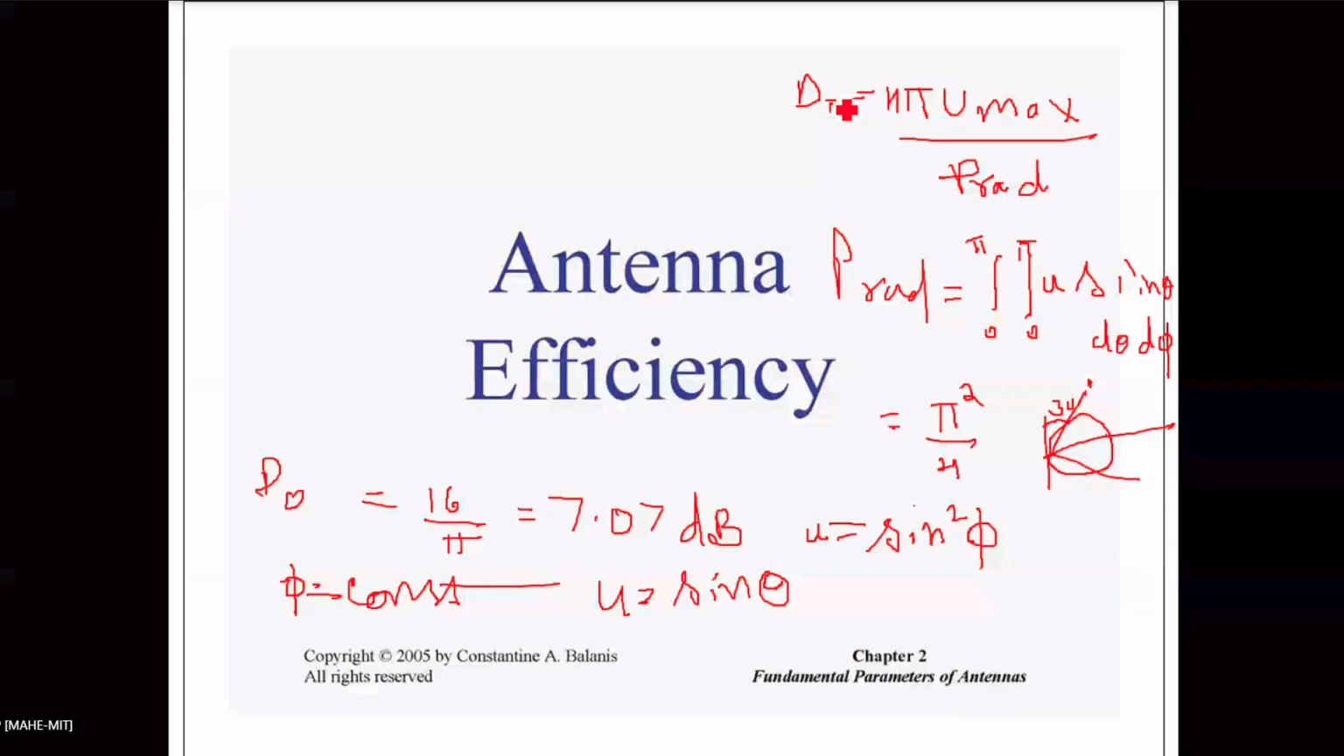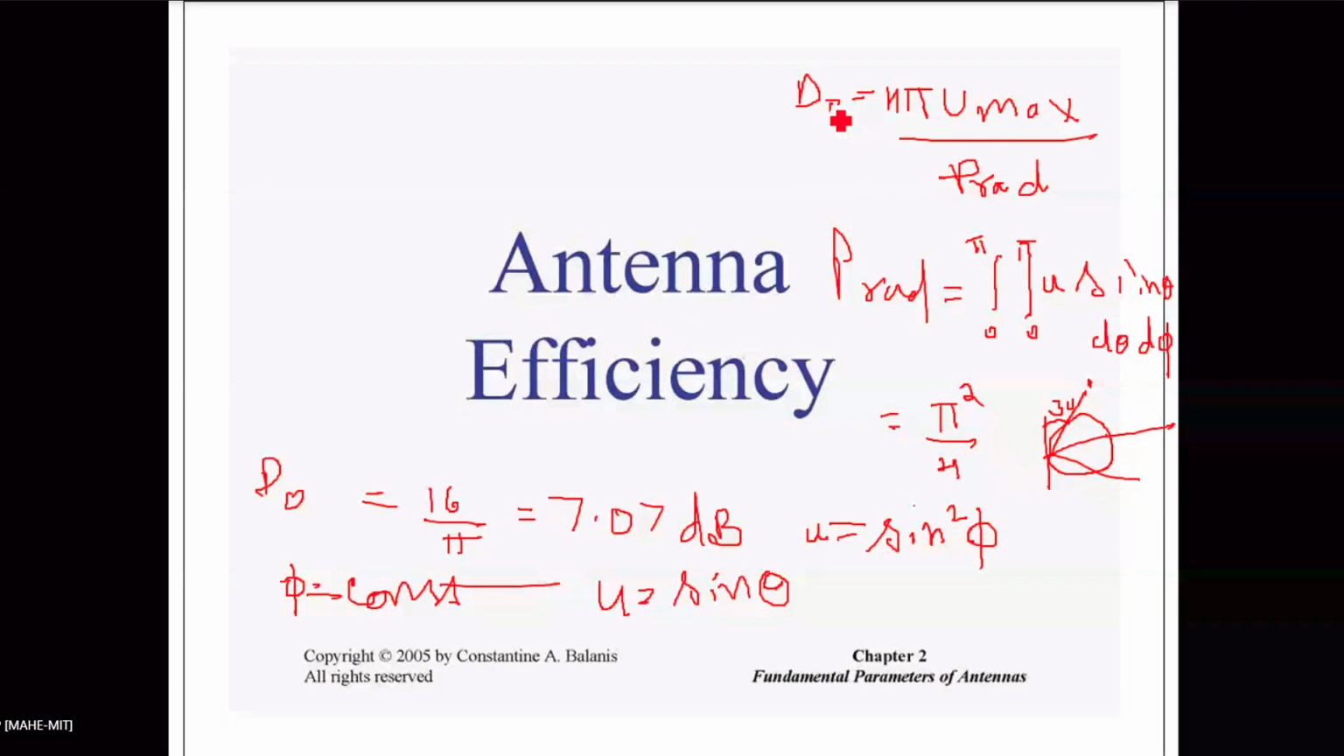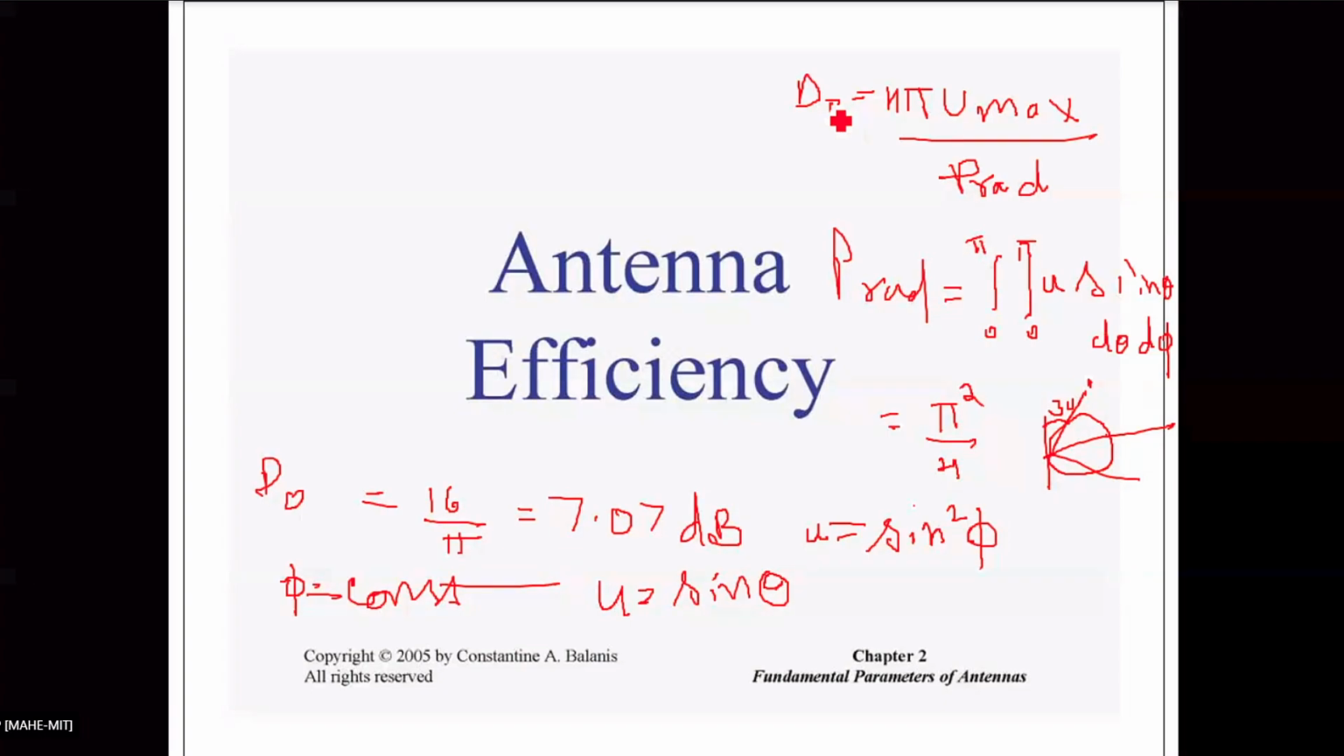So I'm getting 1.8791. Yeah, that's the right answer. So all of you try it out. So D naught is 6.687 or 8.25 dB.